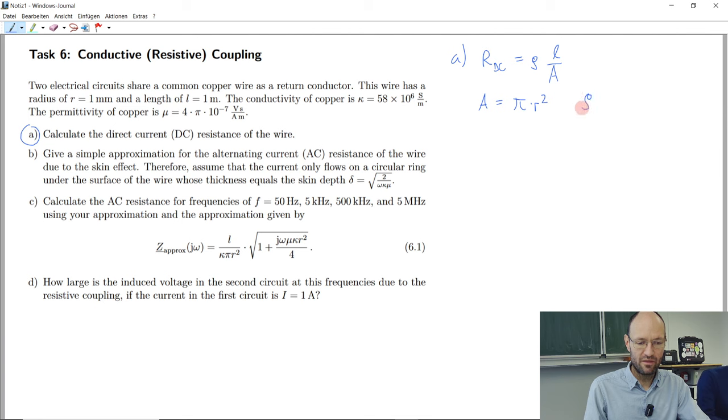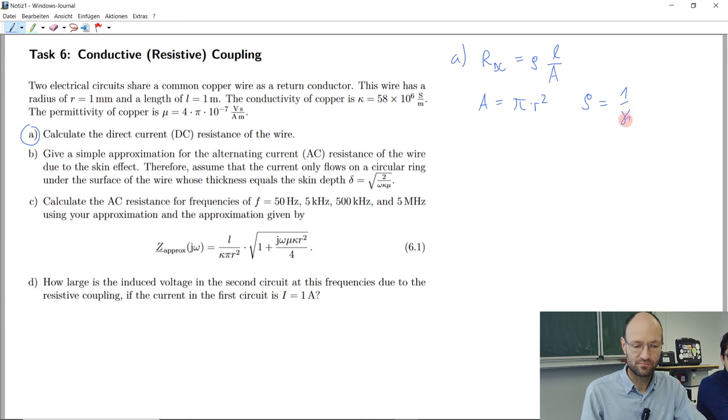And so the remaining thing is, how do we get this rho, this specific resistivity? Because what is given here in the task is the conductivity. So what is the relationship between conductivity and resistivity? Or between resistance and conductance? The inverse. So one over kappa. Exactly. And so now we can insert all the stuff, or I could also write it as length divided by kappa pi r squared, and just insert the values.